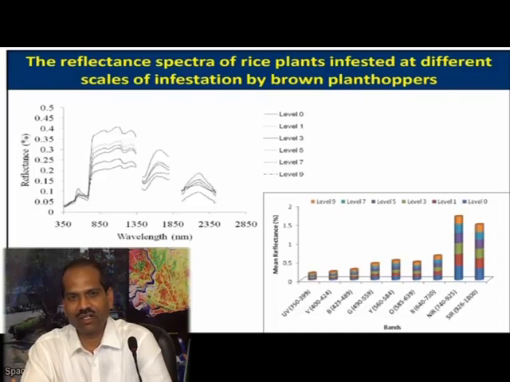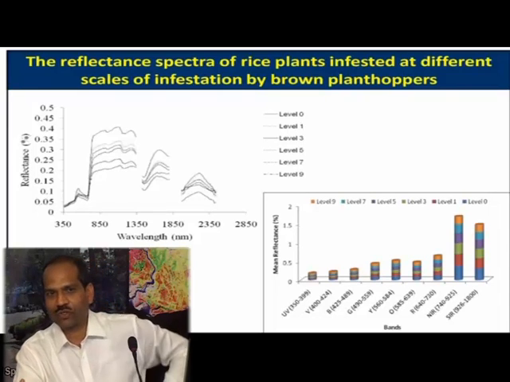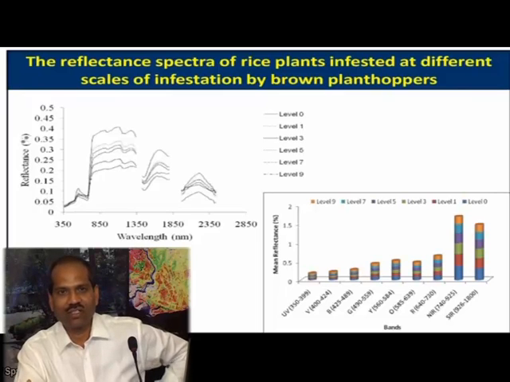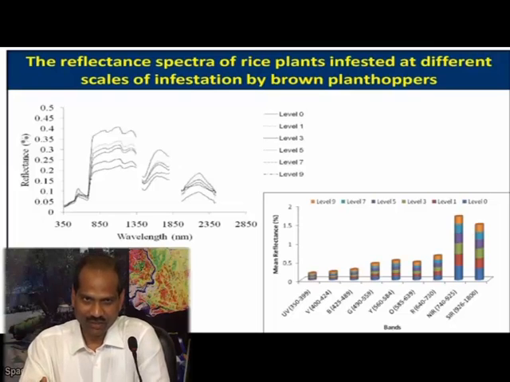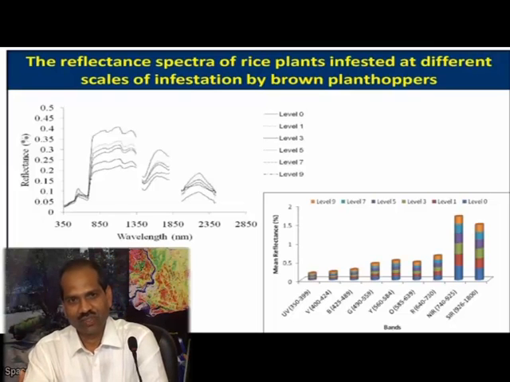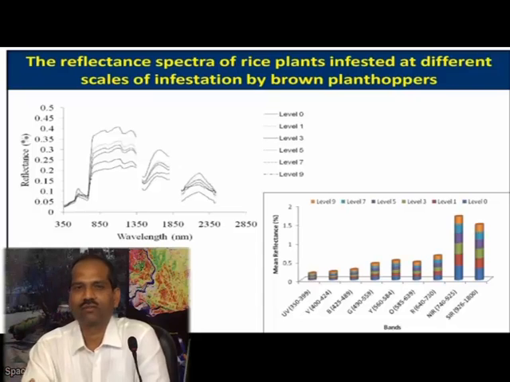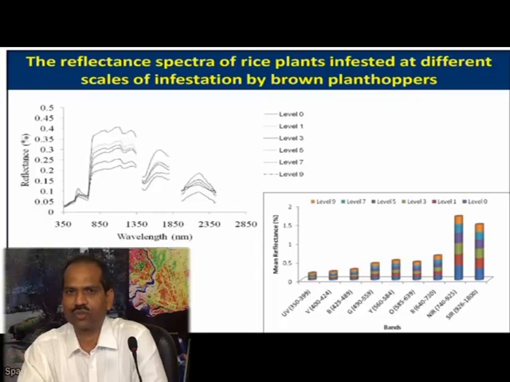When you come back to the near infrared band, what happens is, since the cell structure is damaged and the cell sap is gone, the cell may shrink, so it may affect to a great extent the reflectance at the near infrared range and also at other ranges like maybe in the SWIR 1 and SWIR 2.